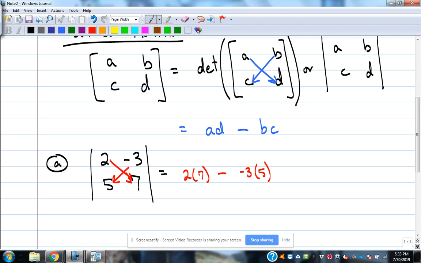Okay. And then you just multiply that out and subtract. So that's 14 minus -15. So a double negative becomes a positive, and we get 29. Real easy to do by hand on a 2x2. Just as easy to do with the calculator on a 2x2.